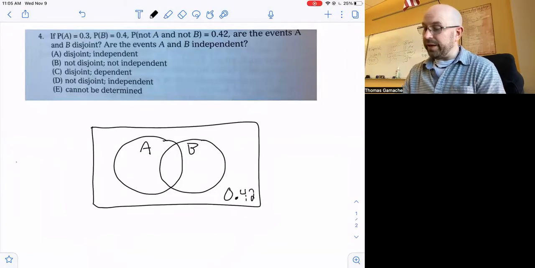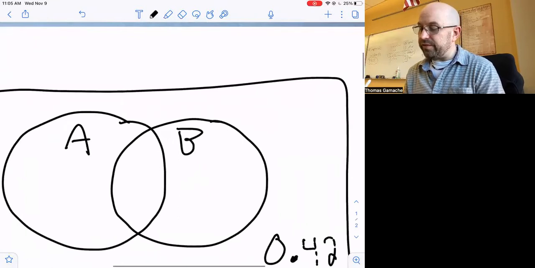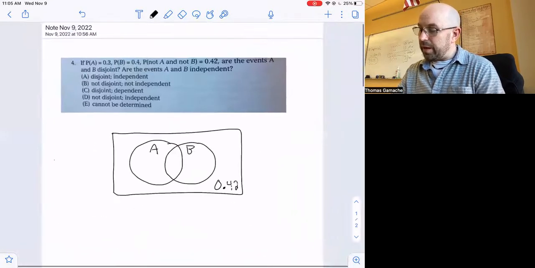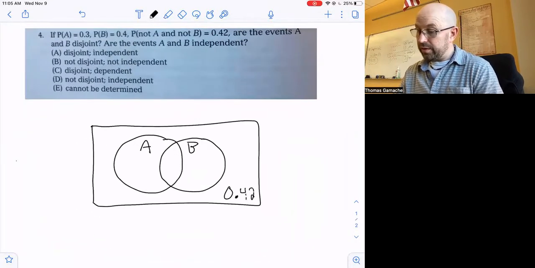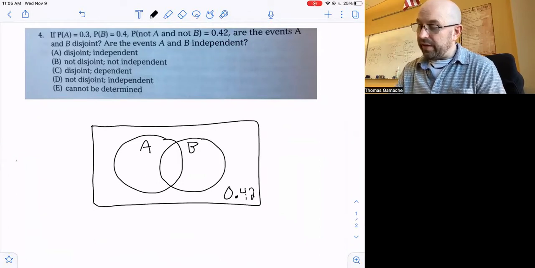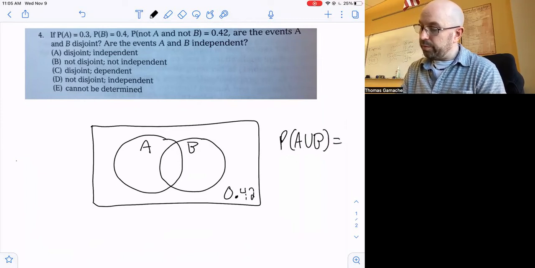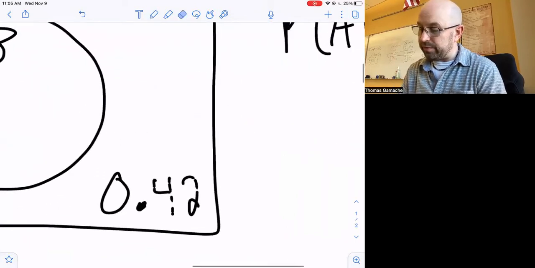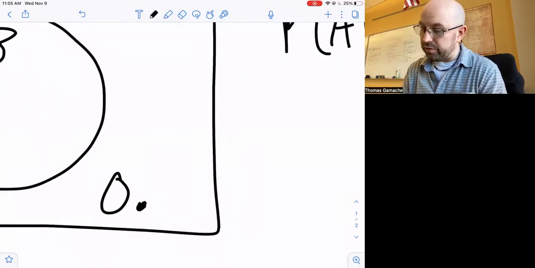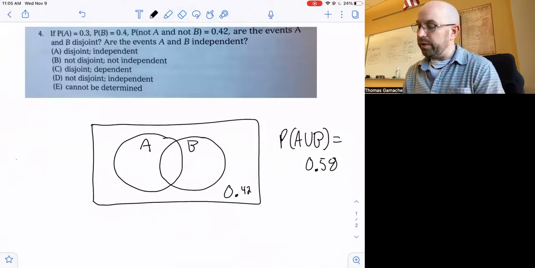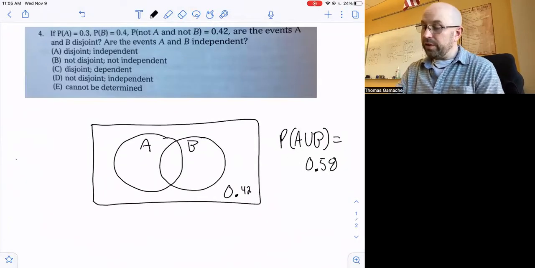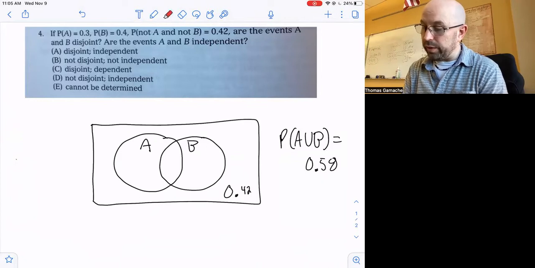So what that tells me is that when I'm adding up the probabilities of A and B, based on what they're telling me here, the probability of A or B should be 0.58. And I know that because probably neither event happening is 0.42, which means everything in those circles should be adding up to 0.58. Now, I know that the probability of A is 0.3.